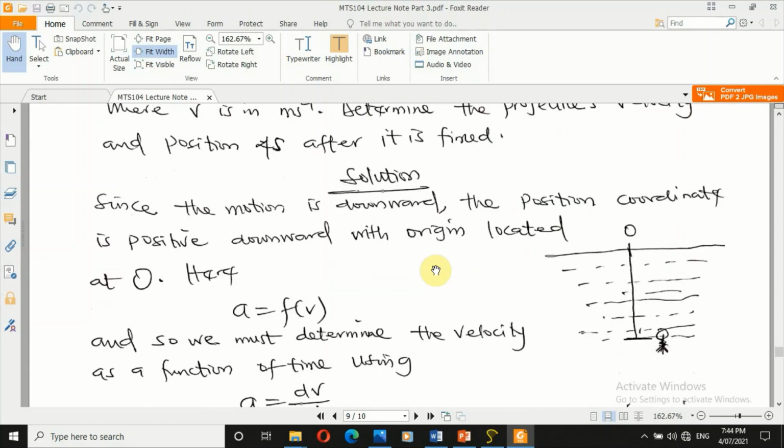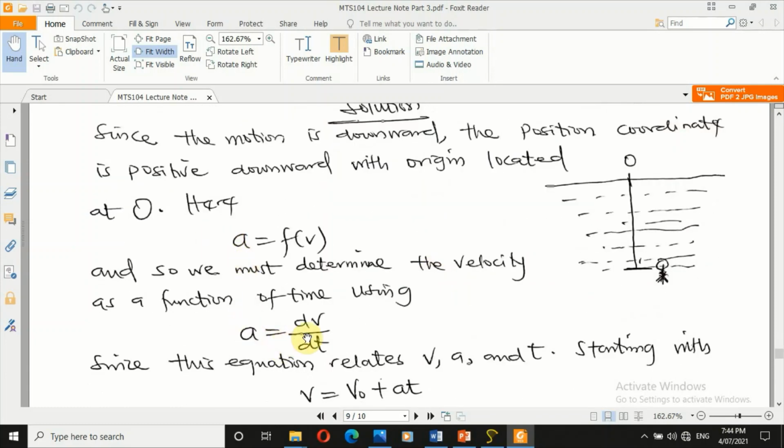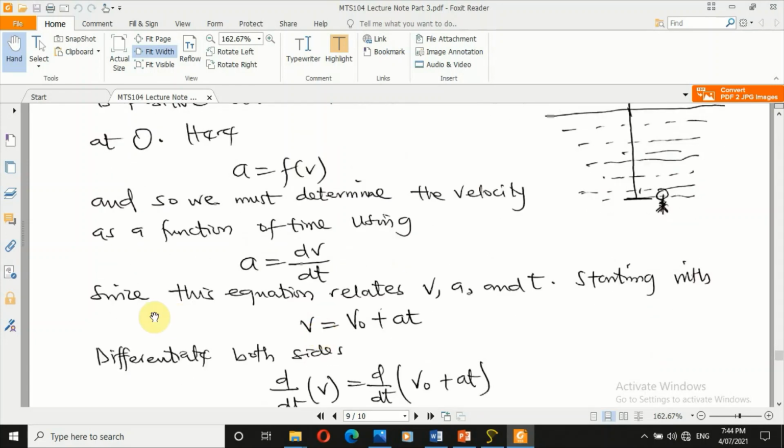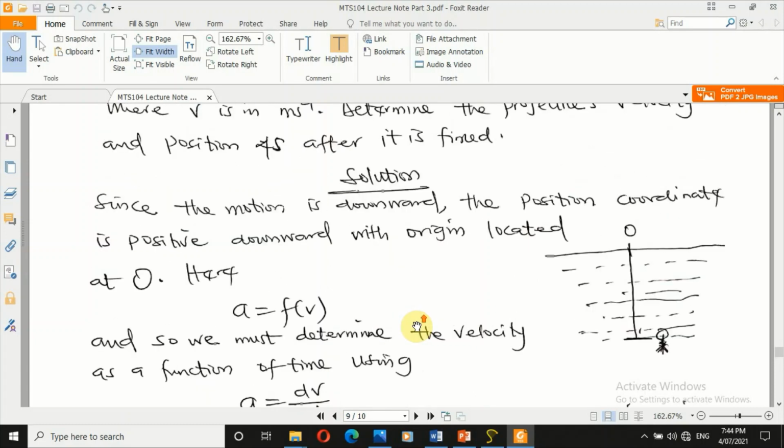Then how do we go about that? Let's do it now. Acceleration is a function of velocity. Since the equation relates velocity, acceleration, and time, we can start with this expression. Look at that. Just because the problem tells us about velocity, it tells us about acceleration, and we also know time. What is the first thing? You use Newton's first law of motion. Now you see that v equals v naught plus at.